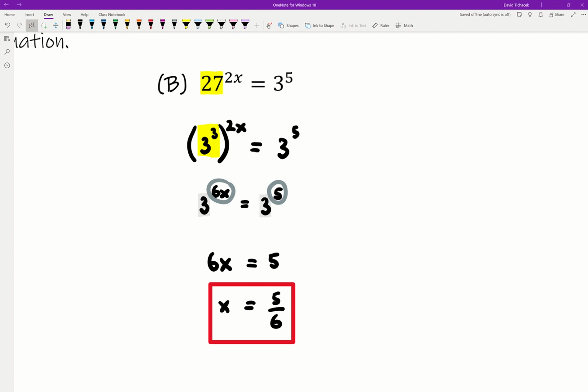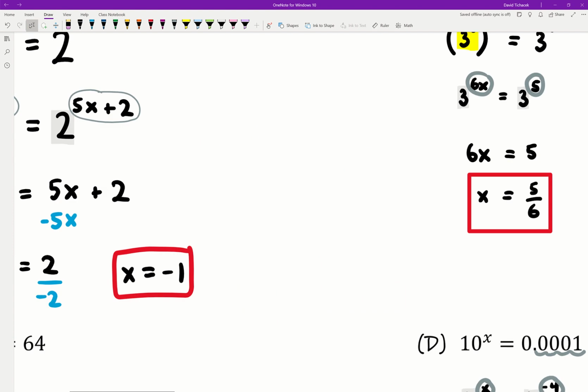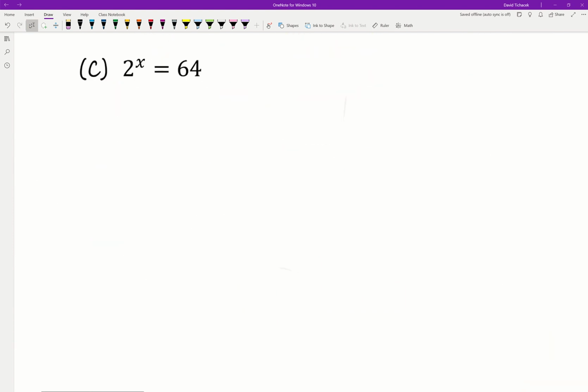And then once I have those matching bases of 3, I can just go ahead and set those exponents equal to each other and then solve from there. And you notice that I get a fraction as my answer here. That's okay. Sometimes we're going to end up with fractions as answers, but that's no problem. We literally just want to perform that exact same method to solve the equation, and we're going to be right as rain, okay?